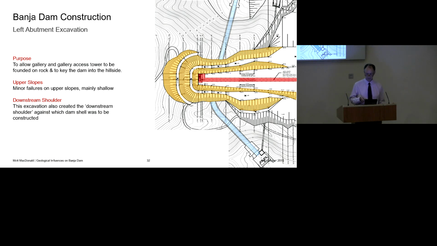So this excavation is required, obviously, to be able to found the grouting gallery onto rock, and also to key the dam into the hillside. It's going to give the left abutment of the dam some stability. And it creates what we call the downstream shoulder area. So let's start. There was some difficulties up at the top of the highest part of the excavation, above the dam centre line, but these were relatively shallow and relatively minor. The more serious problems occurred on this, what we call the downstream shoulder area.